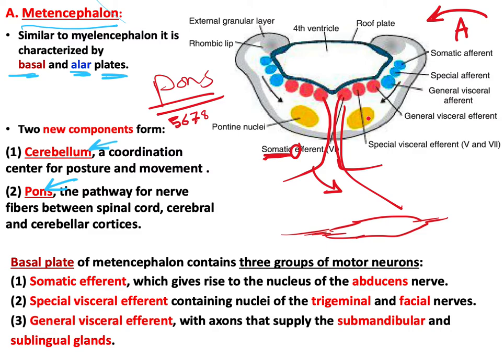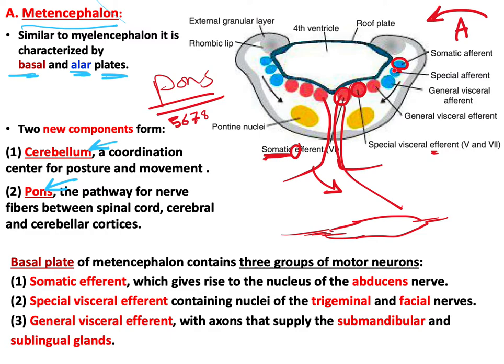Now, what else do we have? Group of efferent neurons. We have special visceral. Always there is this arrangement: somatic efferent in the middle, lateral to it special visceral, lateral to it general visceral. But in the sensory, it's the opposite. If this is the somatic efferent, this is the somatic afferent. This is a special visceral efferent. This is a special visceral afferent.